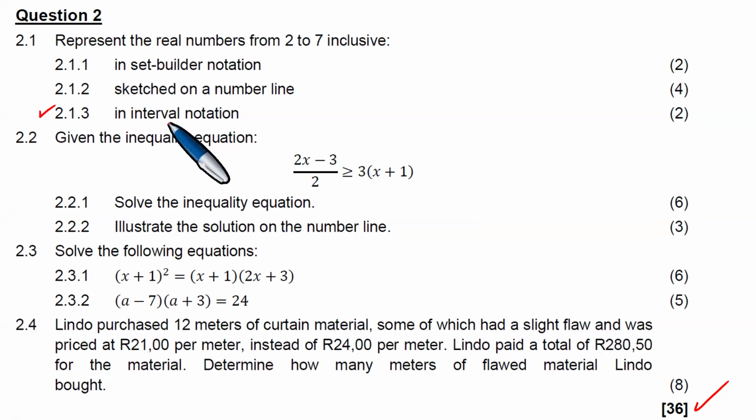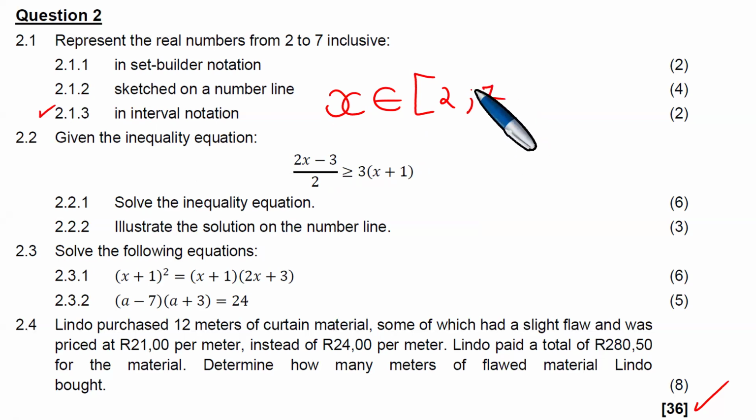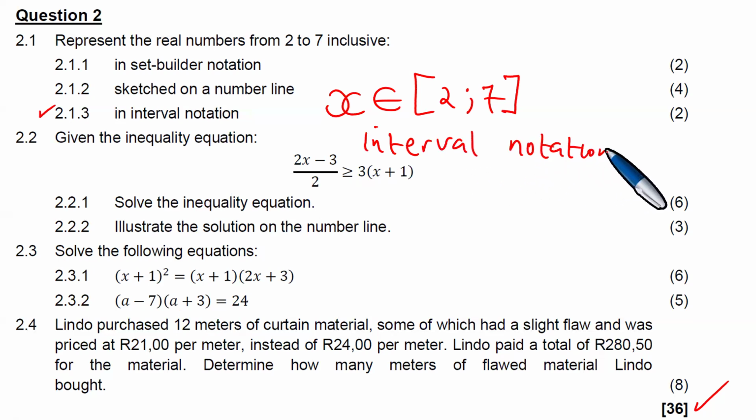The interval notation means that you have X is an element of the interval. What is the interval? The interval would be like this. You put 2, and then you put 7, like this. This is called the interval notation. We call these the interval notation.